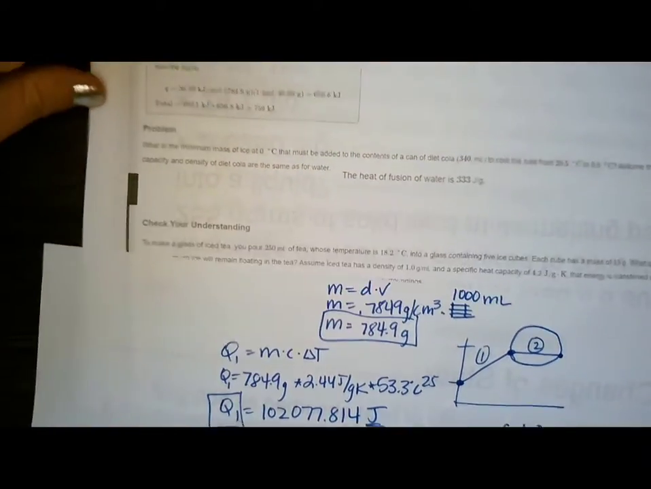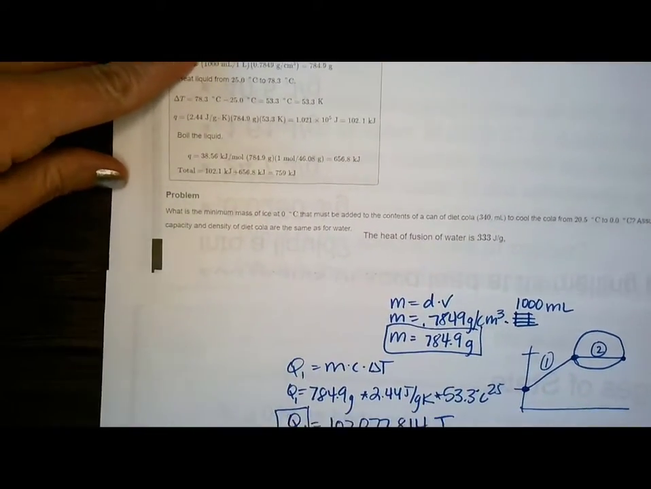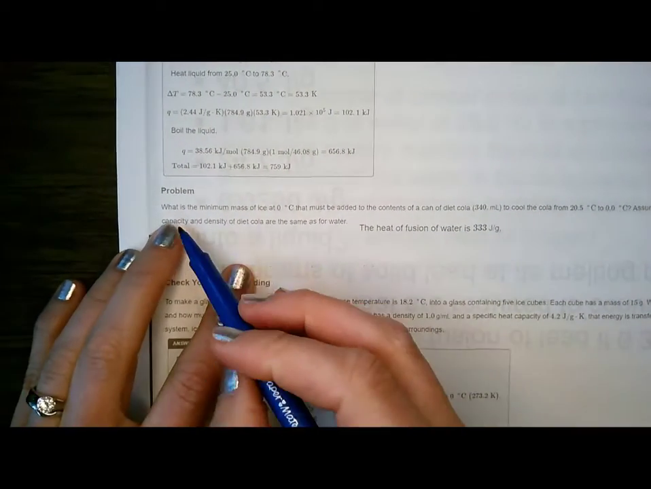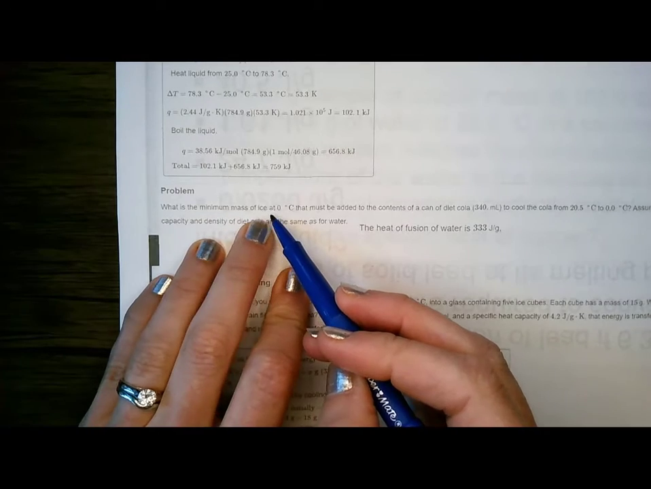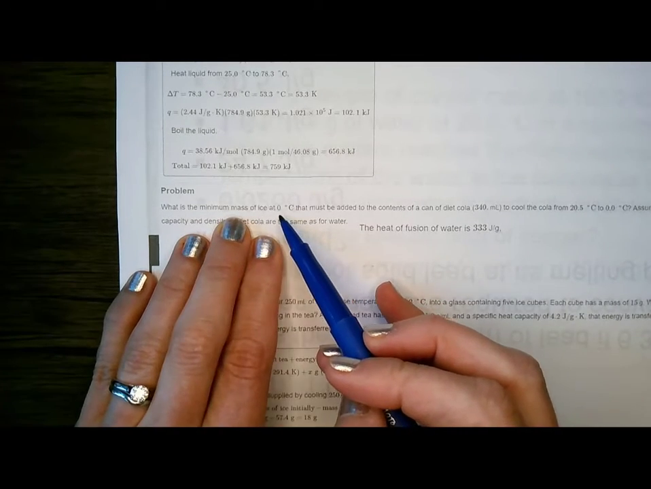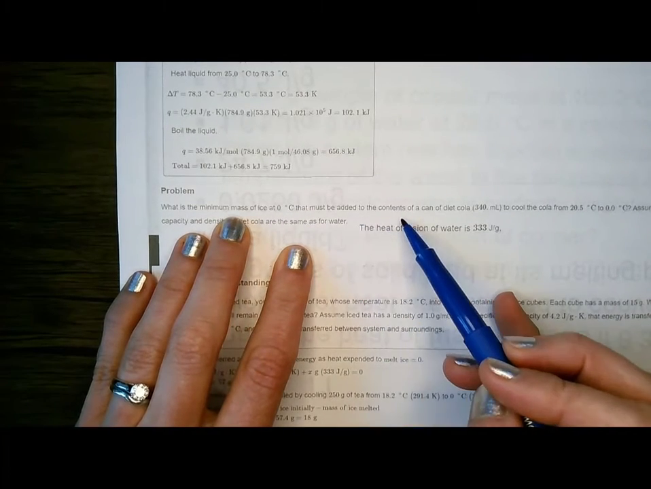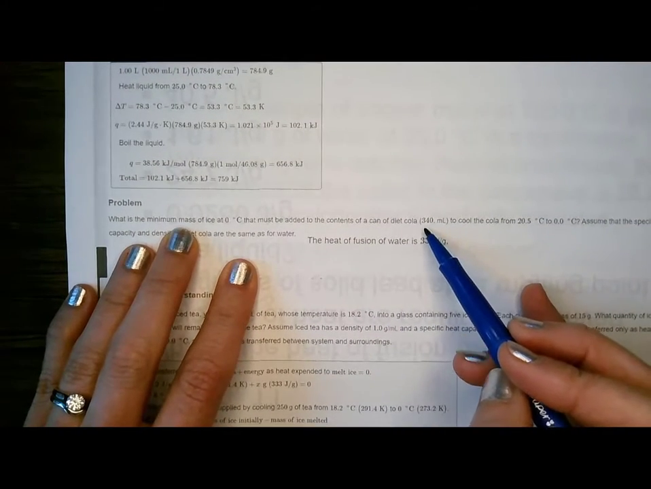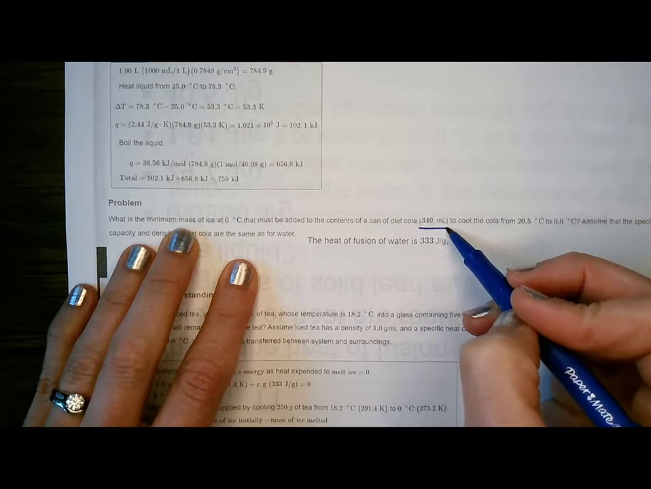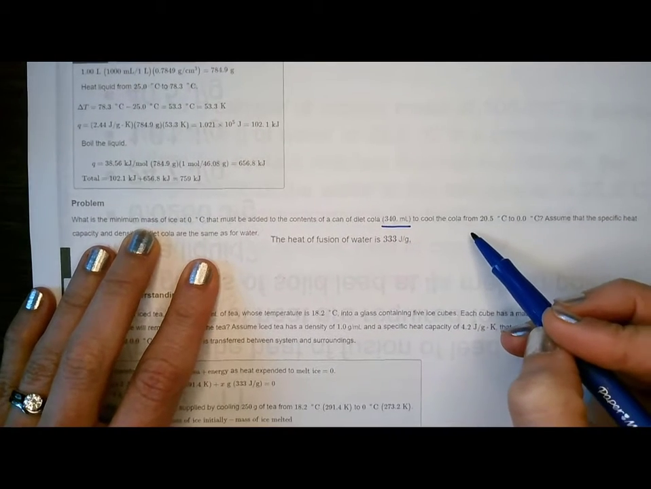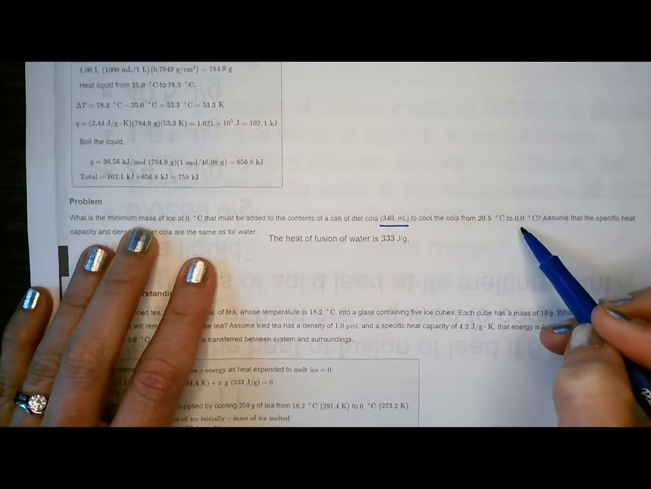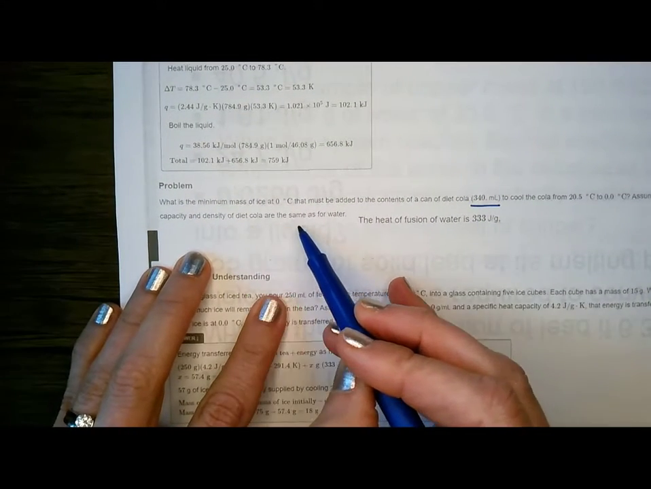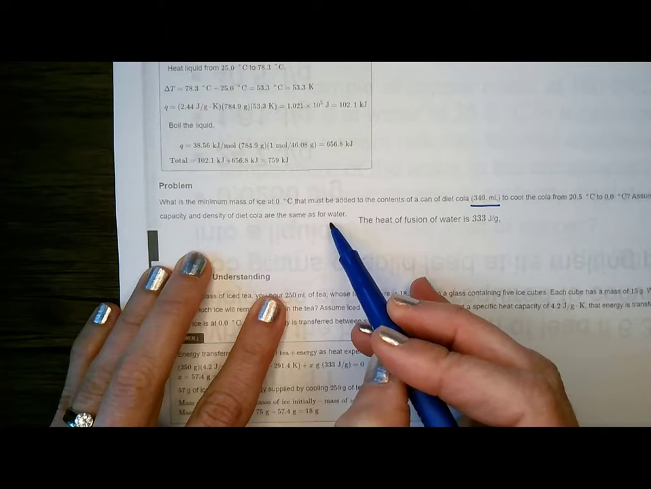All right, let's try another one. Why don't you try pausing the video? This one says, what is the minimum mass of ice? So we're trying to find the mass at 0 degrees that must be added to the contents of a can of Diet Coke, which we're saying is 340 milliliters, to cool the cola from 20.5 to 0. Assume that the specific heat capacity and density of Diet Coke are the same as for water.